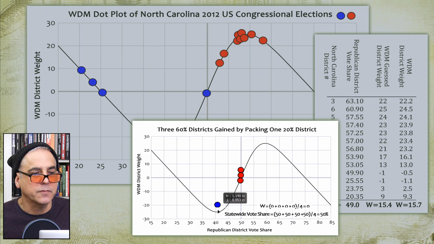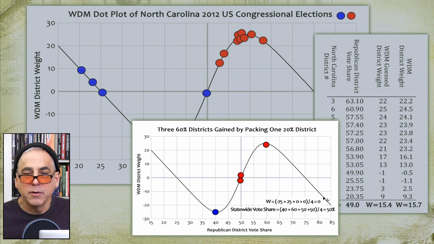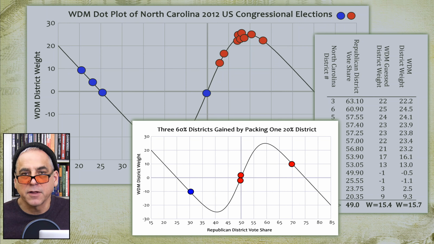Now, creating a 40% district gives Democrats a dependable seat. To keep the state balanced, we create a 60% district, which gives Republicans a dependable seat. Notice that the plan still looks balanced. The overall weight of this plan, that is the average of the district weights, is still W equals 0, and the statewide vote share is still 50%. Along the same lines, creating a 30% district allows us to create a 70% district, and this gives another nicely balanced plan. But we're gerrymandering.